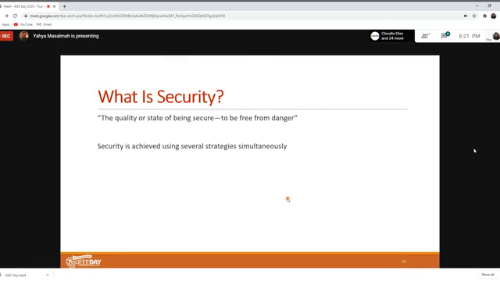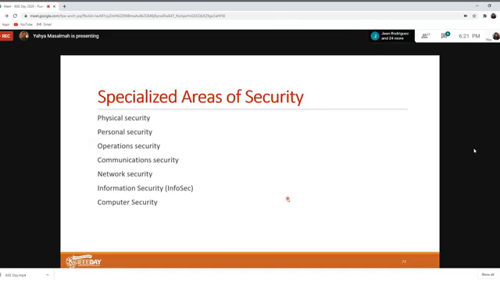So, what is security? The quality or state of being secure, to be free from danger. As technology is growing, the hackers also keep looking for new techniques to reach the data or to penetrate the systems or the networks. So security is achieved using several strategies simultaneously. We look at the areas of security: physical security, personal security, operation security, communication security, network security, and information security, that have a lot of things in common.